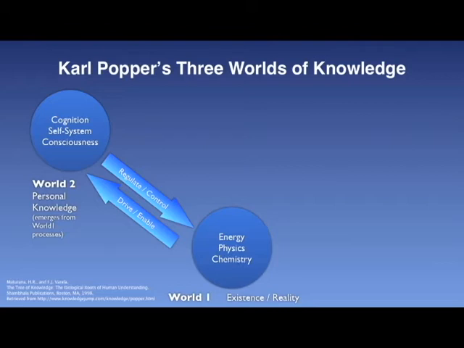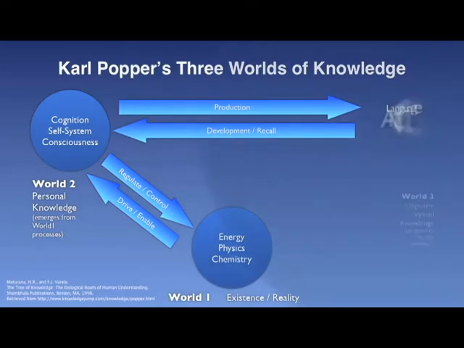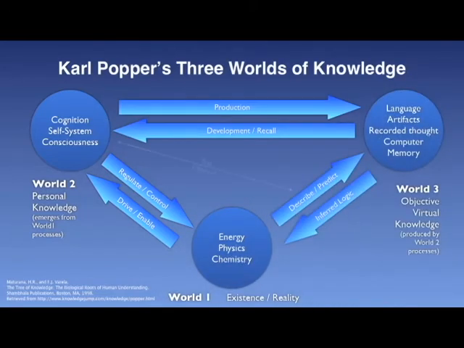World 3 consists of the products of human thinking. It is in World 3 that the products of human thinking can be found. These products consist of books, theories, hypotheses, and models, or in other words, technologies, using a very broad sense of this word.